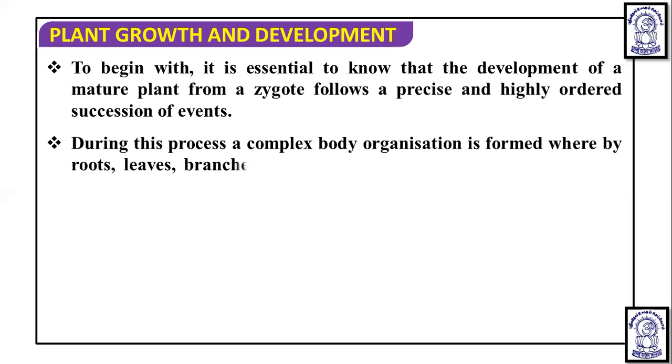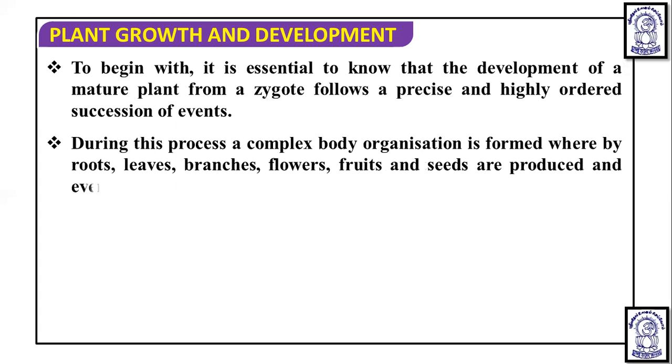During this process, a complex body organization is formed, whereby root, leaves, branches, flower, fruit, and seeds are produced, and eventually the particular plant is going to die.